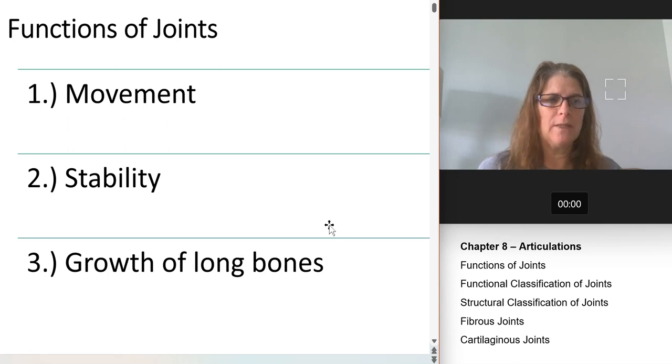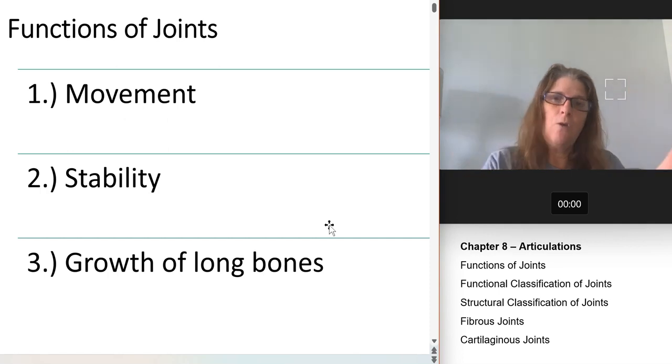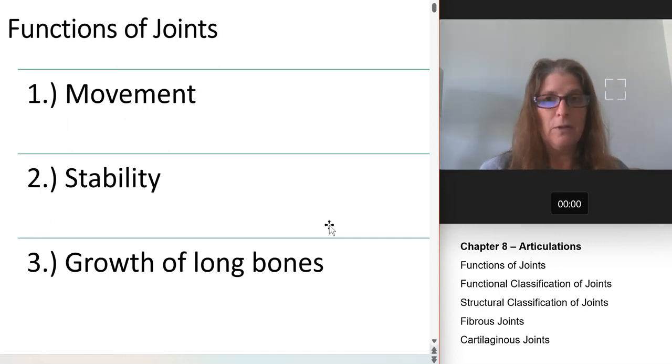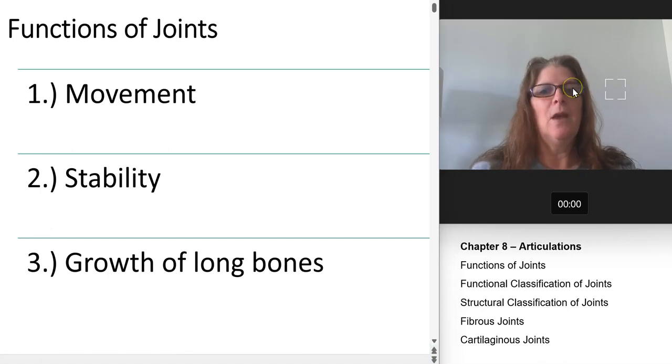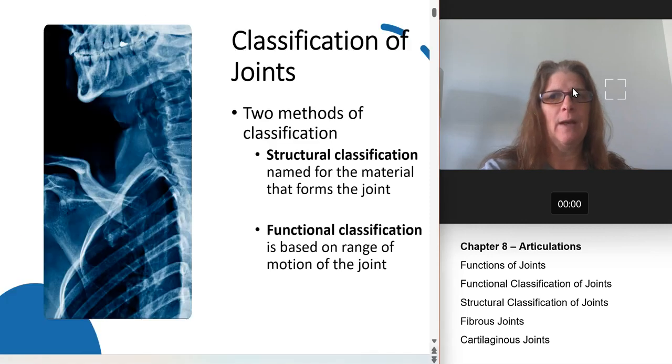So first, let's talk about what's the function of a joint. Well, obviously joints are for movement, right? We know that muscles cross over joints and insert on bones, and then when they pull on the bone, they allow the movements to occur. We know joints give us stability in our body. So some joints are fairly strong, like joints anchoring your ribs to your sternum or holding your skull together. And then joints also allow for the growth of long bones to occur. Remember that epiphyseal plate, or that growth plate, that's actually a joint, because remember, a joint can be between bone to bone or bone to cartilage, and we'll be looking at that one soon.